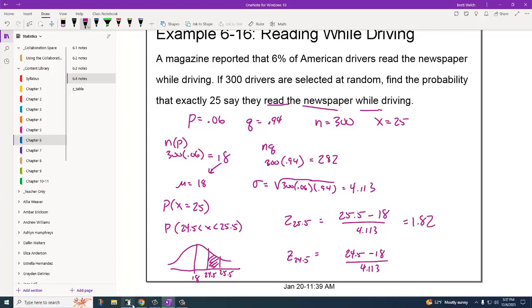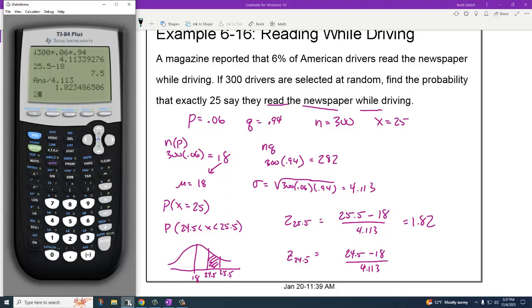And if we do the same calculation for our second, it's 24.5 minus 18 divided by 4.113 is 1.58.